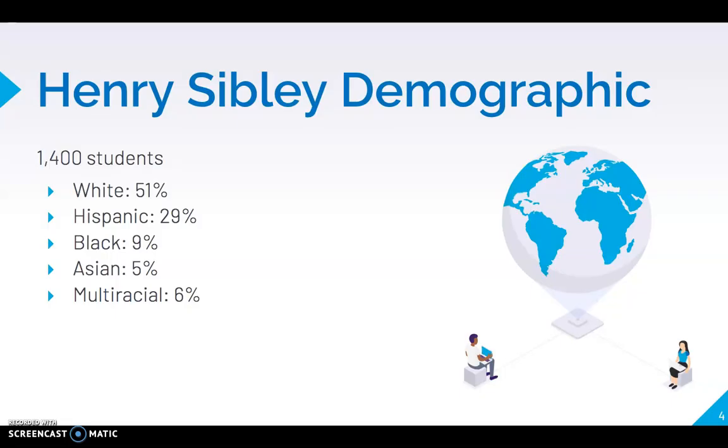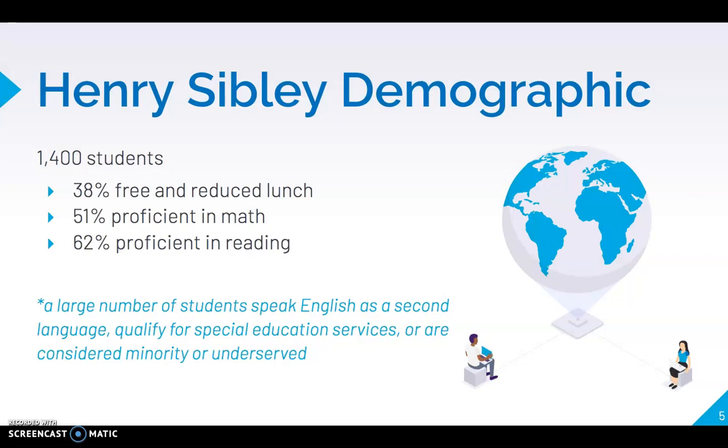Our demographics, this is not the specific important information on it. This just breaks it down racially. What's more important is that we're at 38% free and reduced lunch, 51% are proficient in math. So about half of my students are not proficient in math, and 62% are proficient in reading, which means there's more than a third that are not proficient in reading. Part of this is there's a very large special education population, a very large ELL base, and there's also a very large underserved minority group of students.